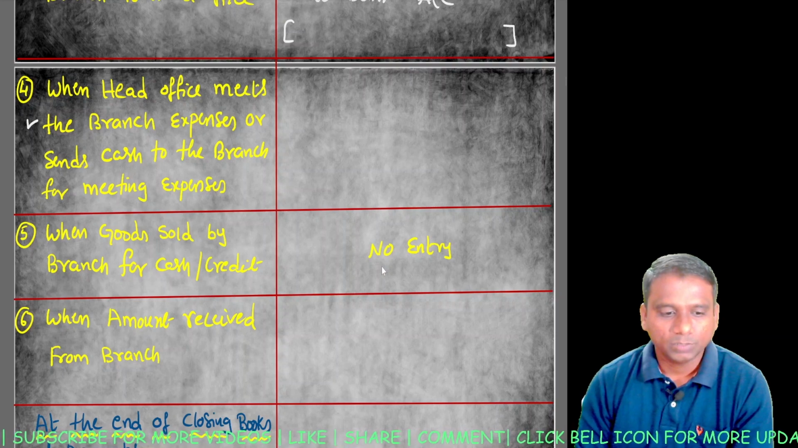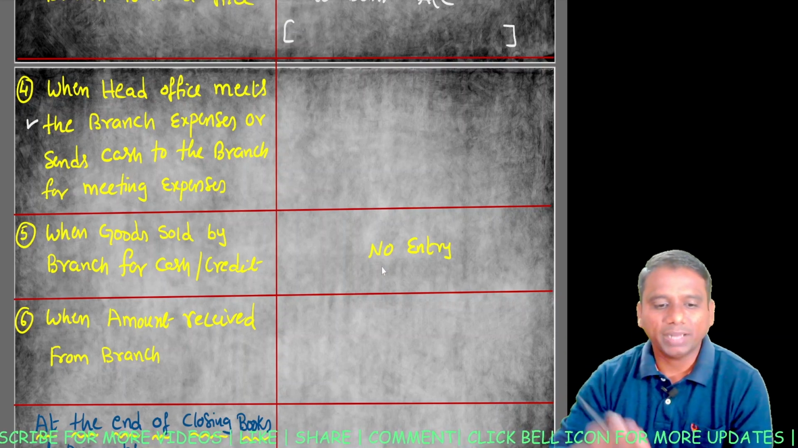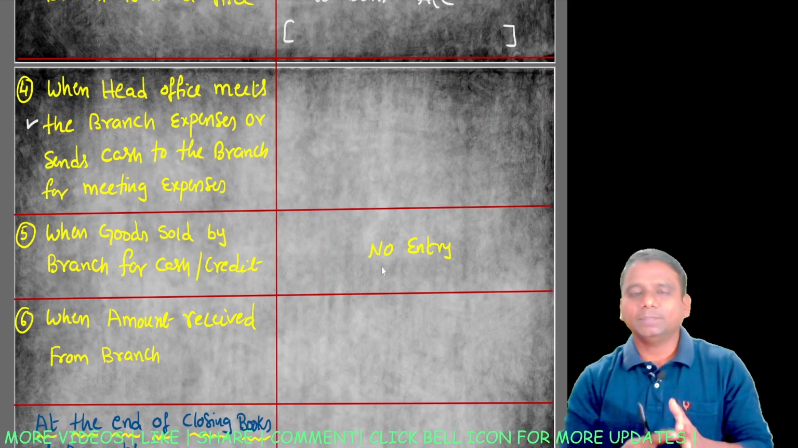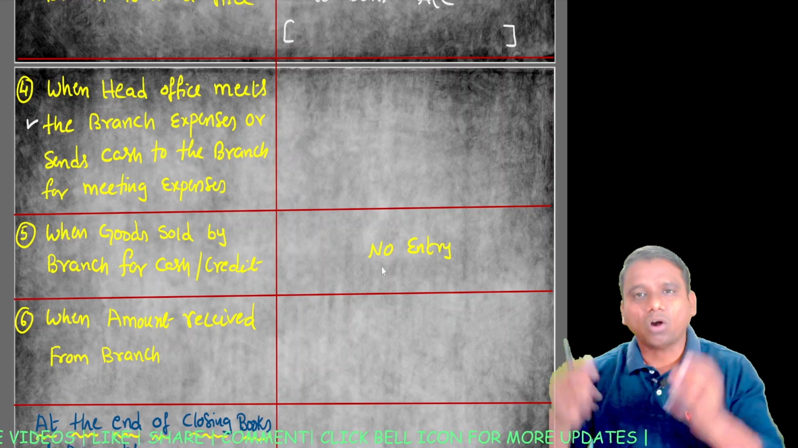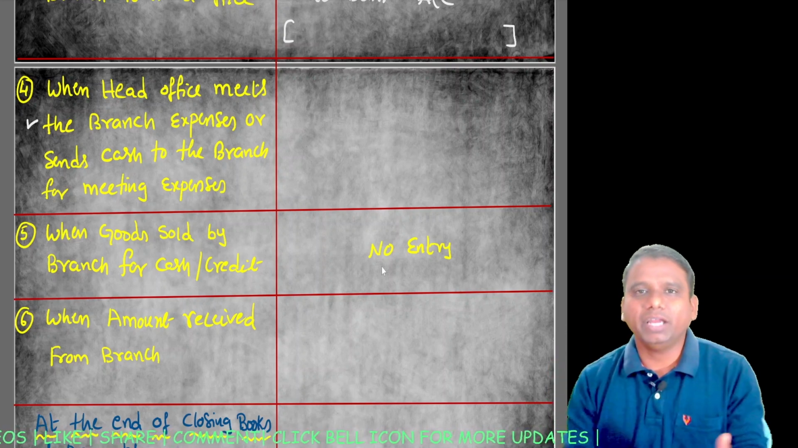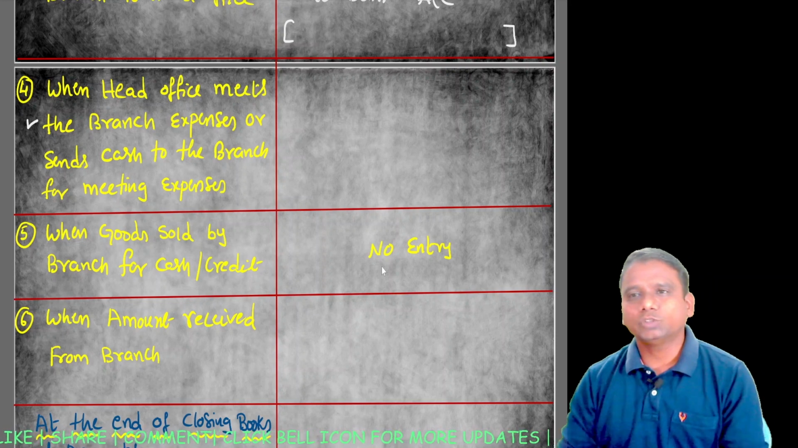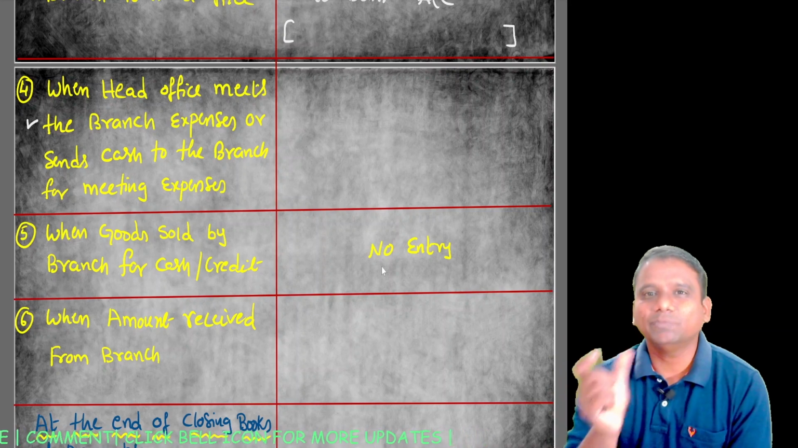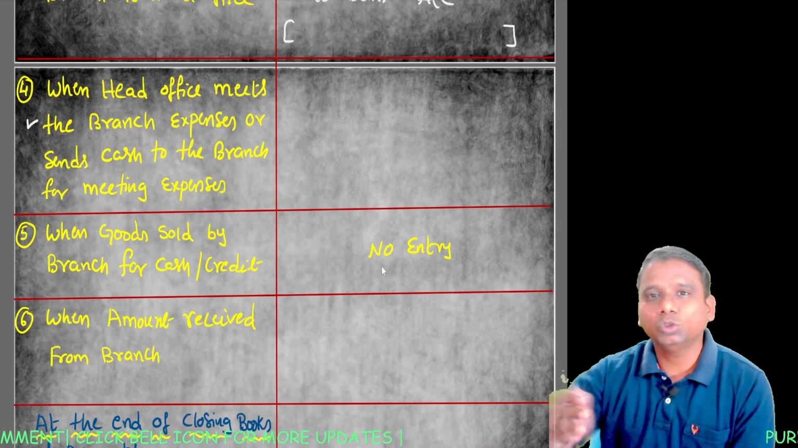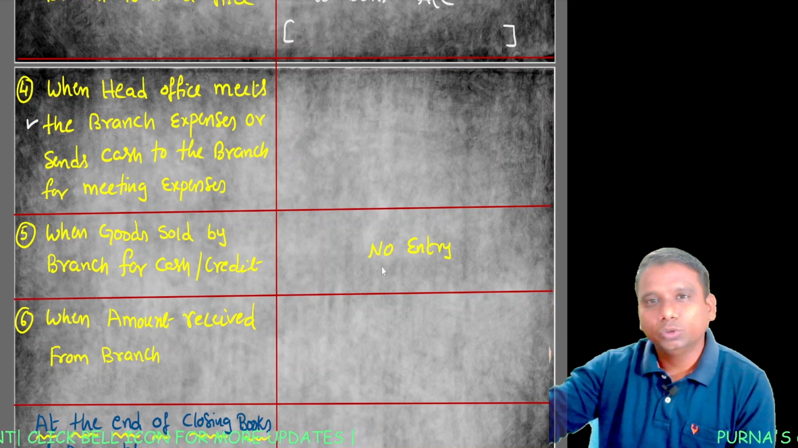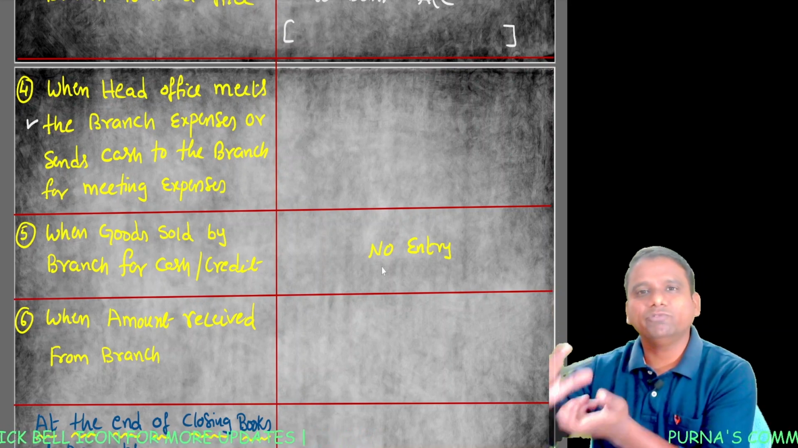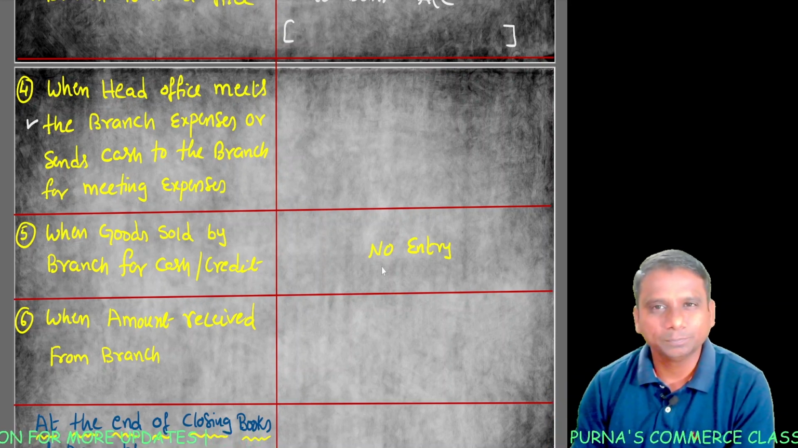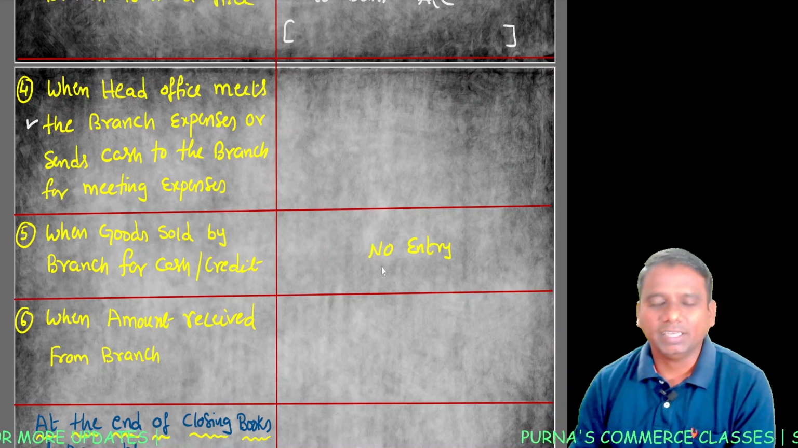Fourth one. When head office meets the branch expenses or sends cash to the branch for meeting expenses. See here, in branch system, all the expenses of branch should be paid by the head office. Sometimes to meet petty expenses, head office sends some fixed amount. So here petty cash book concept comes. So to the branch, head office allots some fixed amount. So small expenses are paid by the branch manager, and he prepares one petty cash book.